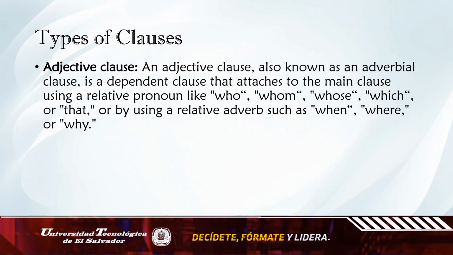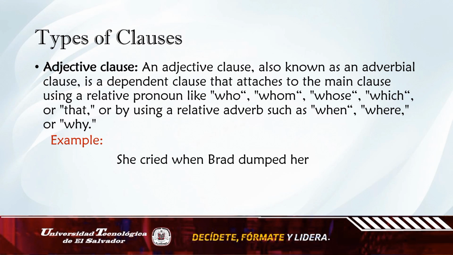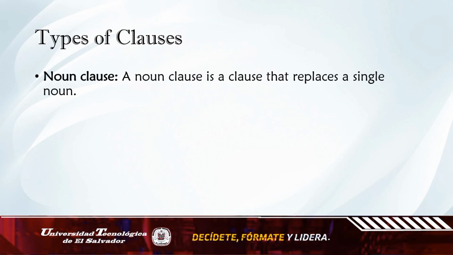Adjective clause. An adjective clause, also known as an adverbial clause, is a dependent clause that attaches to the main clause using a relative pronoun like who, whom, whose, which, or that, or by using a relative adverb such as when, where, or why. For example, in the sentence "she cried when Brad dumped her," the adjective clause is "when Brad dumped her."